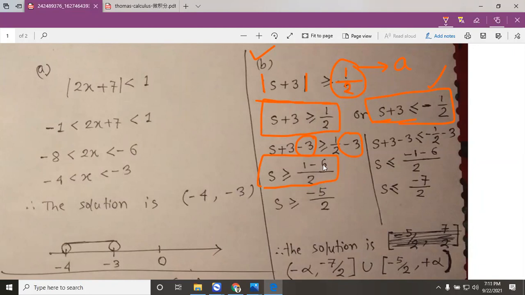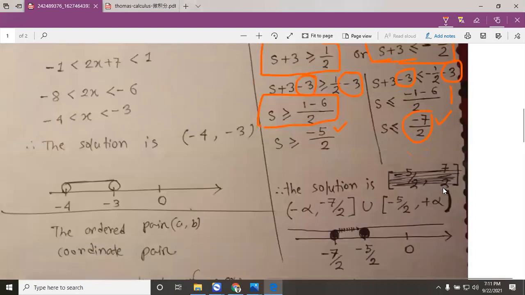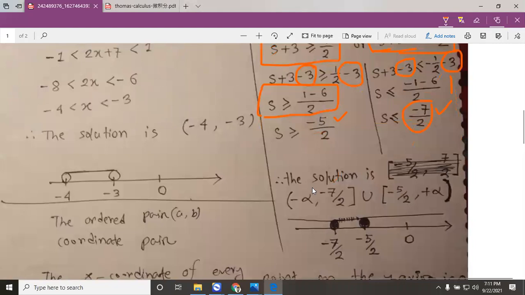And now that is on -6 equal -5. And on the right side we also subtract -3, and we get s is less than or equal to -1 -6. So that will be -7/2. Okay, so we have two solutions here. One is the value of x is greater than or equal to -5/2. That means this will be from -5 till plus infinity.